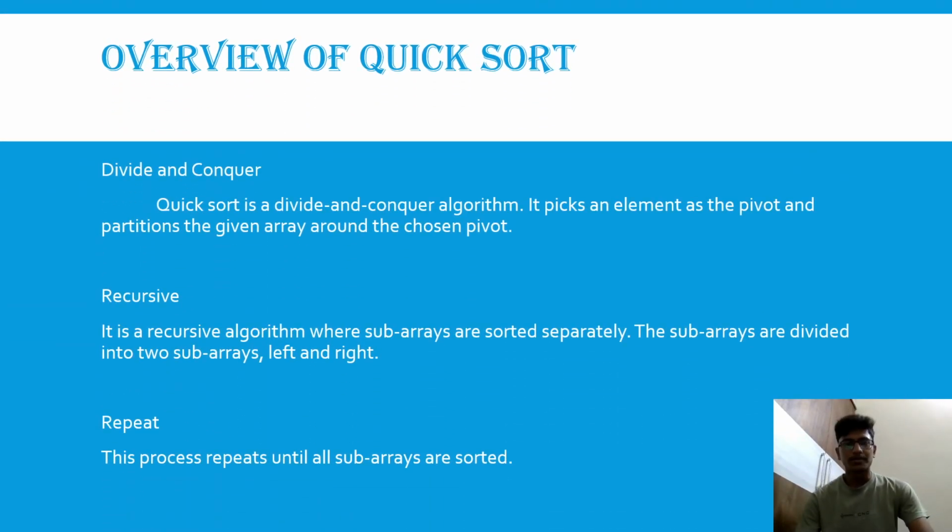Overview of quicksort algorithm. There are three ideas: divide and conquer, recursive, repeat. First, divide and conquer. Quicksort is a divide and conquer algorithm. It picks an element as the pivot and partitions the given array around the chosen pivot.